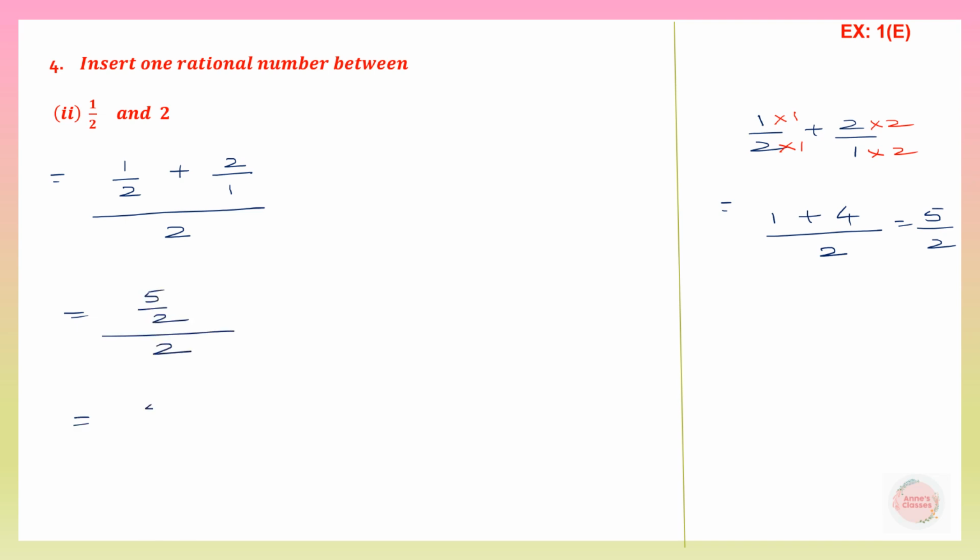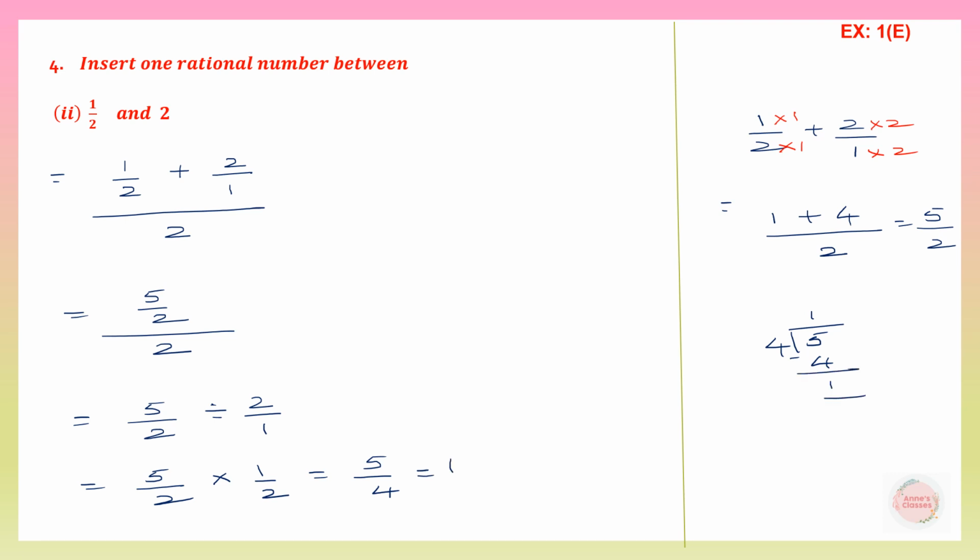So let me put it this way, 5 by 2 divided by 2, that is divided by 2 by 1. This becomes 5 by 2 into 1 by 2. So this is 5 by 2 twos are 4. Now let's convert this. Now 5 divided by 4, 4 ones are 4, 5 minus 4 is 1. So we can leave it like this, 1 by 4, or we can convert it to a decimal number. We can continue with the division.